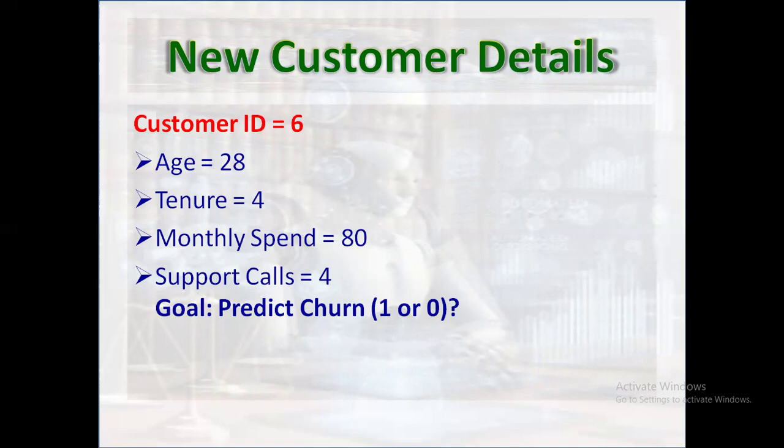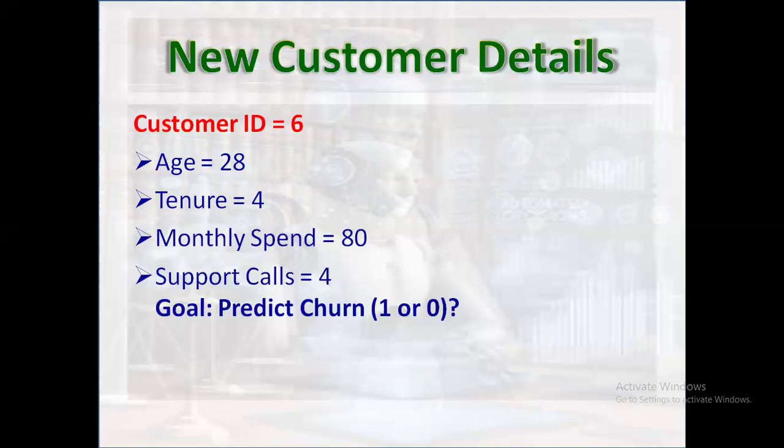We are now given a new customer's information without a known churn label. The customer is 28 years old, has used the service for 4 months, spends $80 per month, and has made 4 support calls. Our task is to use the KNN algorithm to determine whether this customer will churn or stay. This test customer will be compared against the 5 existing customers to find the most similar ones.